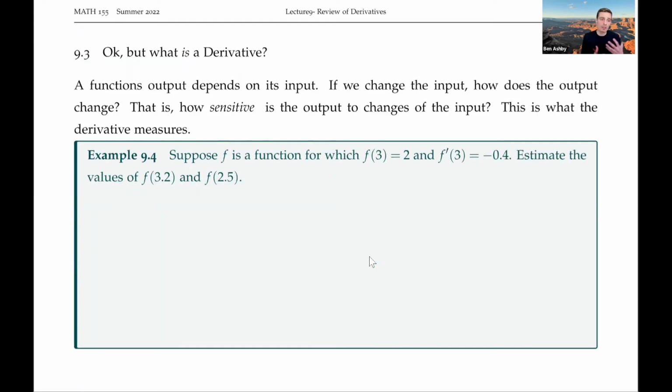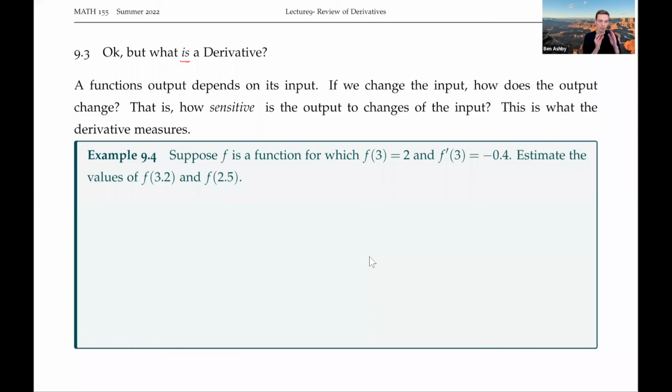Okay, so we've worked out how we can calculate the derivative in different circumstances, but what is a derivative? If you think about it, if you have a function, you take some input, you do something to it, and you get some output. What the derivative is telling us is, if we change the input by a certain amount, how much do we expect the output to change by approximately? So this is an approximation.